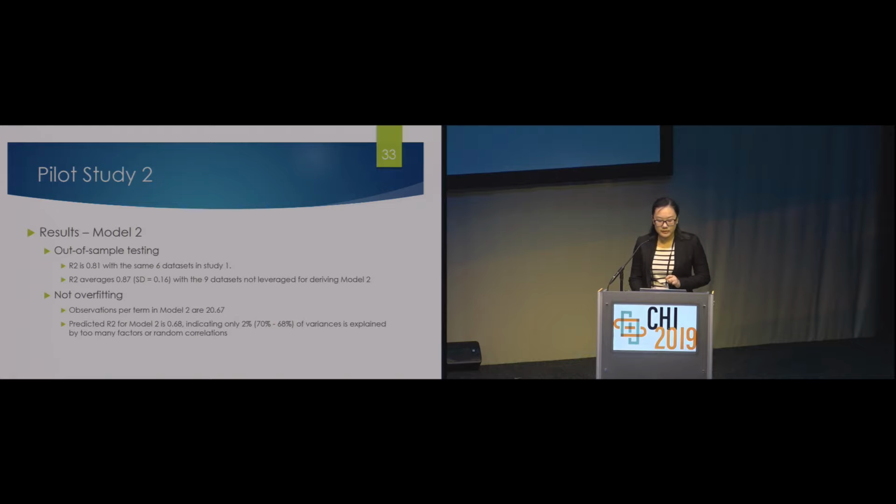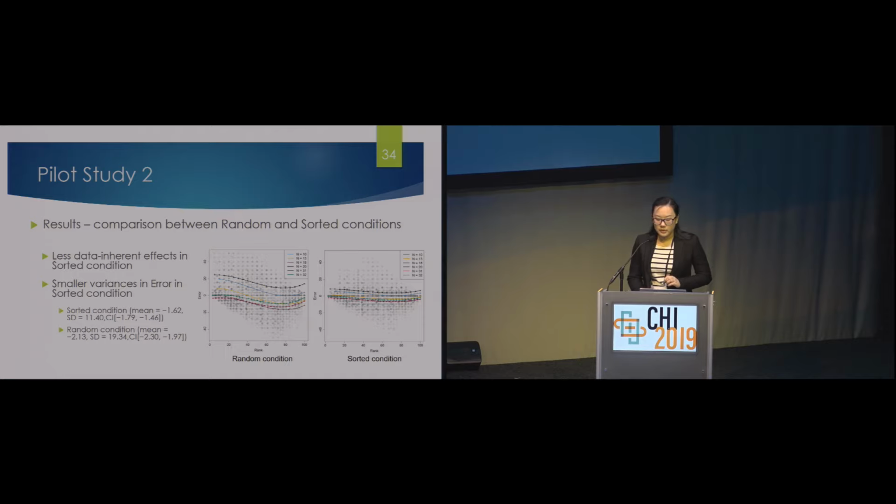We conducted out-of-sample testing for model 2 and also tested against overfitting. After we do this overfitting test, we find that this model is quite good. And we also compare between random and sorted conditions. We find that there are less data inherent effects and also smaller variances in error in the sorted condition, which means compared to the random condition, the sorted order condition is the more accurate way for presenting this rank-related information.